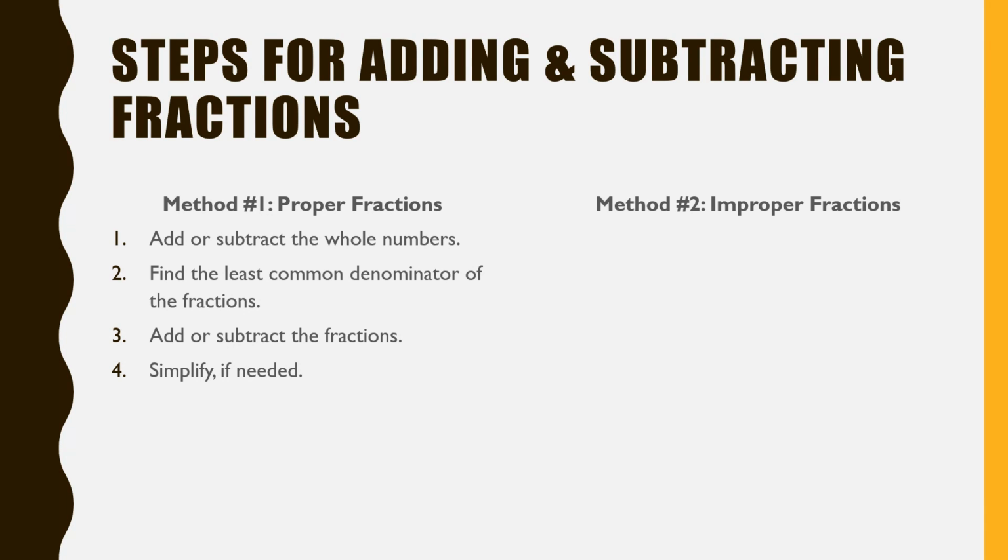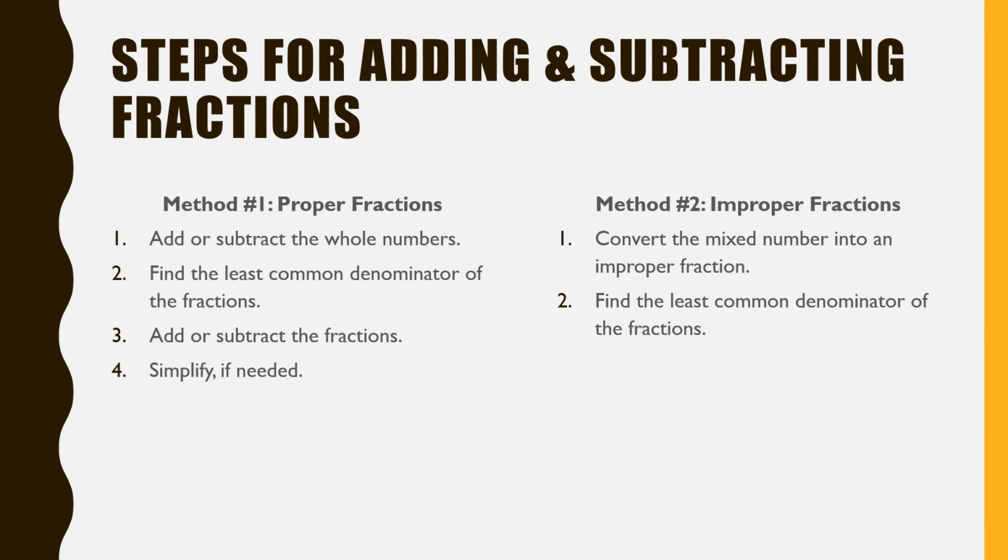With method number 2, you would change them to improper fractions. You would first convert the mixed number into an improper fraction. You would again find the least common denominator of those fractions to create equivalent fractions. You would also add or subtract the fractions and simplify if needed.